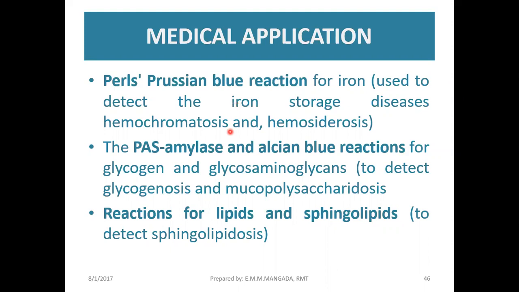Also we have the PAS, amylase and Alcian blue reactions. So this technique naman is for glycogen and glycosaminoglycans to detect glycogenosis and your mucopolysaccharidosis. So guys, you will know more of this pagdating nyo sa histopath, and some of the diseases will be introduced to you pagdating nyo naman sa clinical chemistry. And then reactions for lipids and sphingolipids, to detect naman sphingolipidosis.